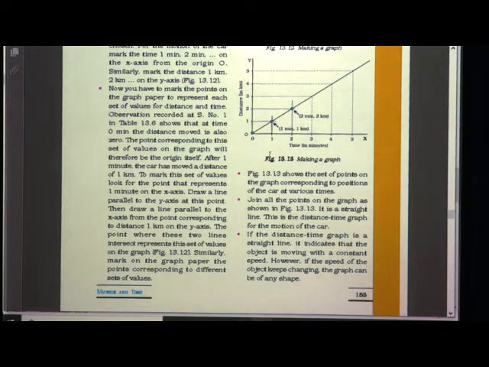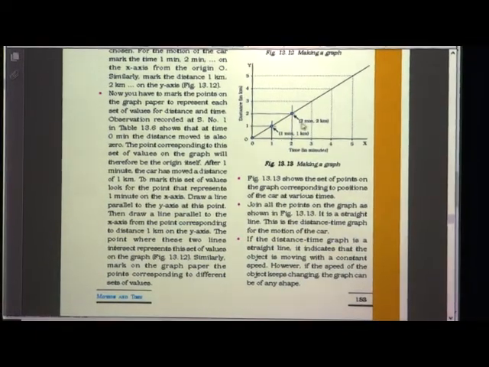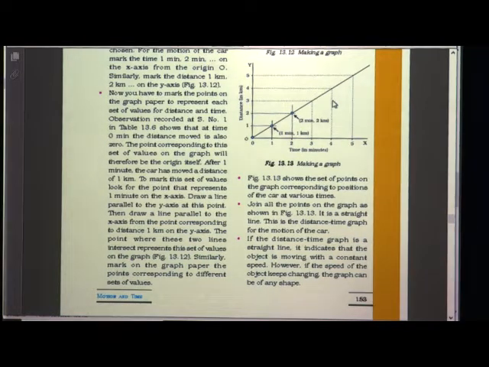It means after 1 minute it is going to cover 1 kilometer. After 2 minutes it is going to again cover 1 kilometer. After 3 minutes again it is going to cover 1 kilometer only. So like this, the speed is constant. For each minute it is going to cover 1 kilometer of distance. This is called constant speed, and this is also known as uniform motion.